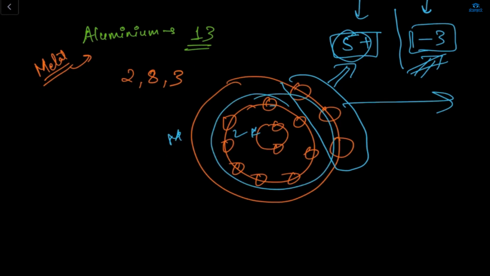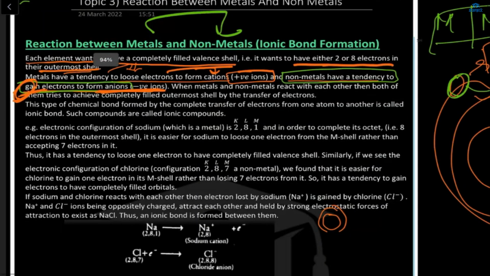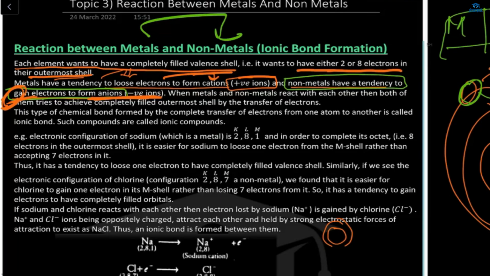If you see this one, it already has 8 electrons. So what has happened? It's a fully completed shell. Now you see here that metals have a tendency to lose electrons. Just now we saw that aluminium is losing how many electrons? 3 electrons, forming a cation. So if any metal loses electrons, it will form a cation, which is a positive ion, and non-metals have a tendency to gain electrons to form an anion, which is a negative ion.